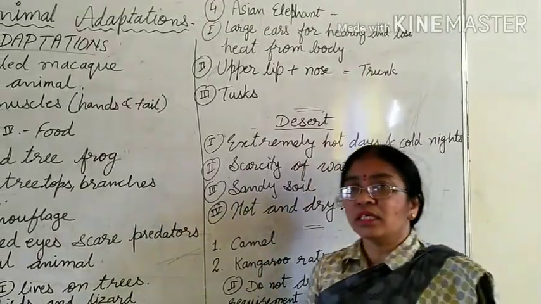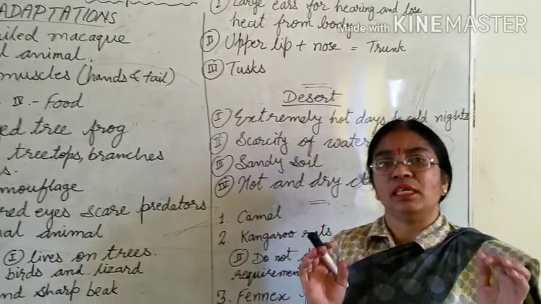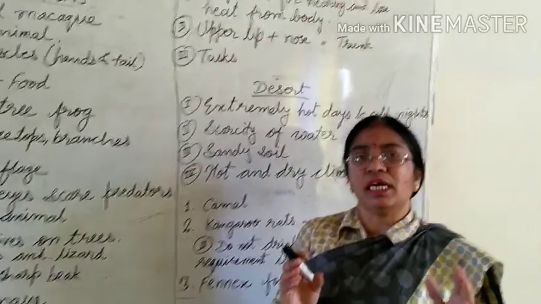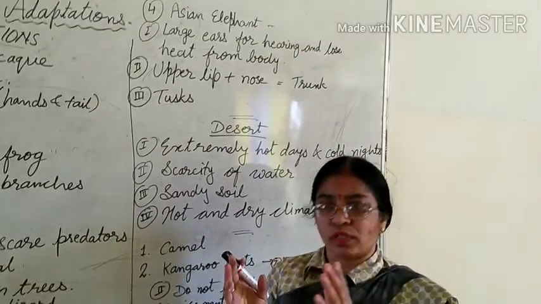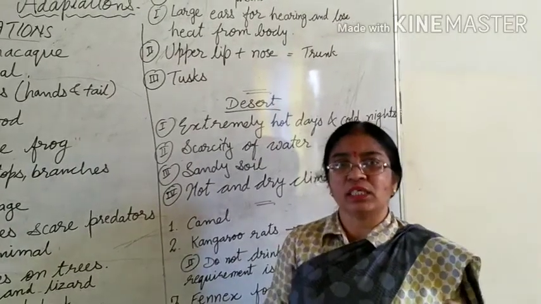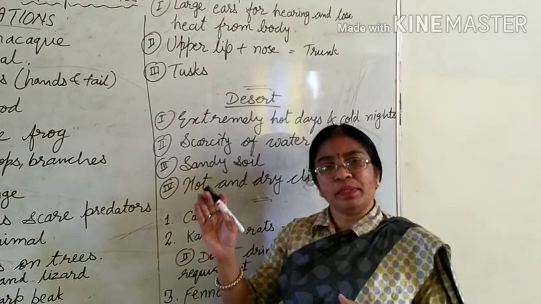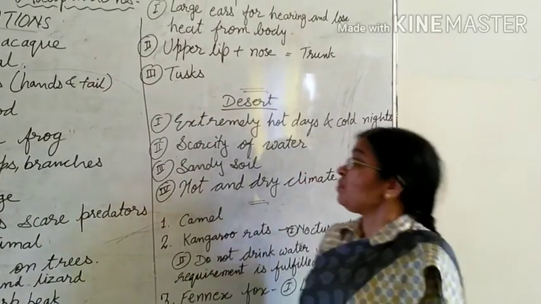Now tusks. Tusks are the outer teeth, specific teeth which can be seen by us, and these are helpful for the elephants for tearing the food, tearing the branches or logs of wood, and it also helps them for protection.